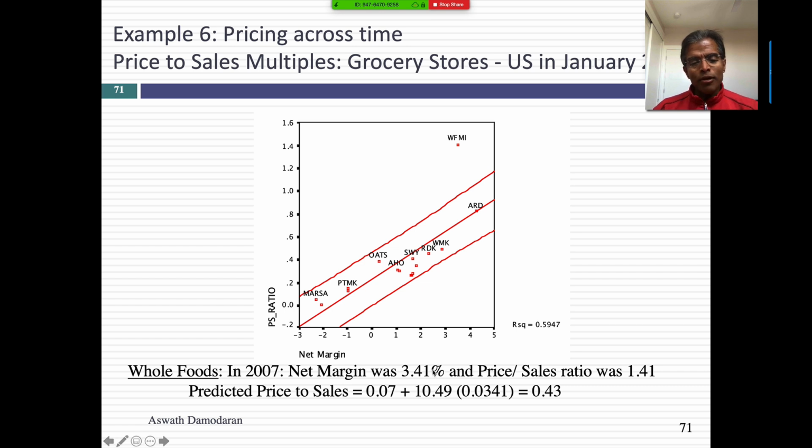defense. Even if I run a regression across these companies and plug in the higher net margin, my predicted price to sales ratio for Whole Foods is 0.43, much higher than it would be for almost any other grocery store, but it wouldn't be 1.4 times revenues. So in 2007, notwithstanding their high margin, my argument with Whole Foods is they're overpriced.